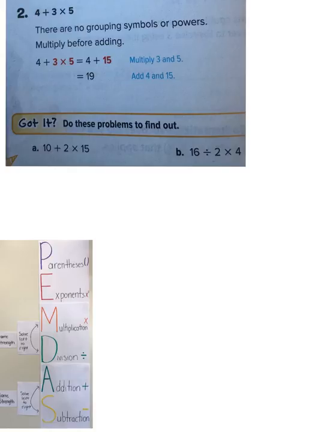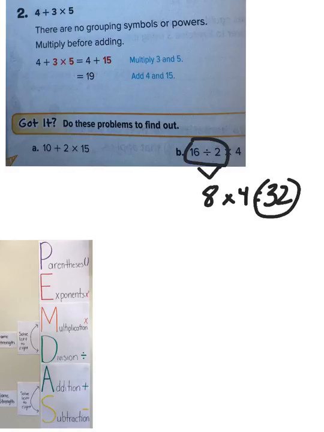For the next one, the 16 divided by 2 times 4, there's no parentheses, no exponents. There is multiplication and division, and we have to do it from left to right. So 16 divided by 2 times 4, 16 divided by 2 was the first one that we'd have to do. Then after that, we'd find that answer and multiply it by 4. So 16 divided by 2 is 8. And after we're done with that, we just take 8 times 4, which is 32, and that's our answer.